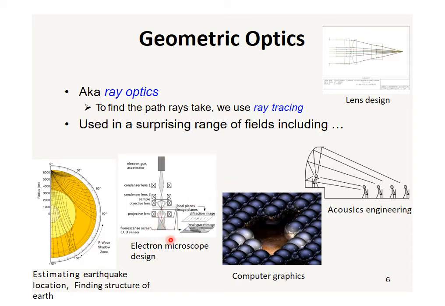In this case, we're not talking about light at all, but electrons. And you can even use ray tracing to work out where earthquakes came from. And in doing so, you can find out about the structure of the Earth by working out how the rays of the earthquake have been bent or reflected.